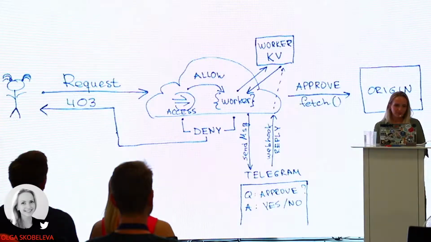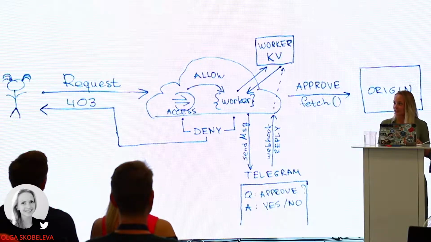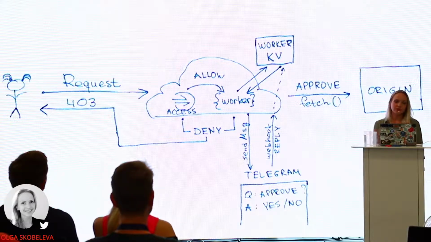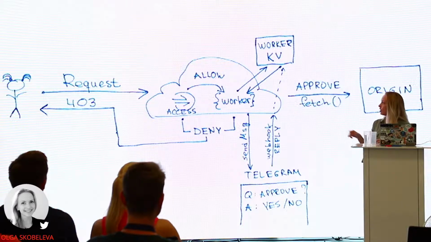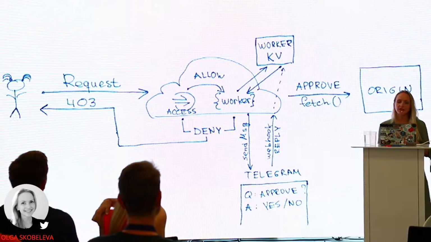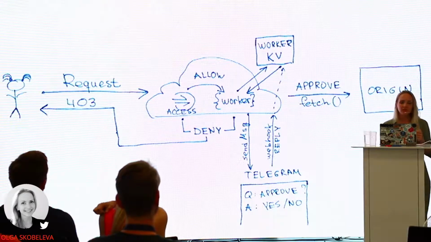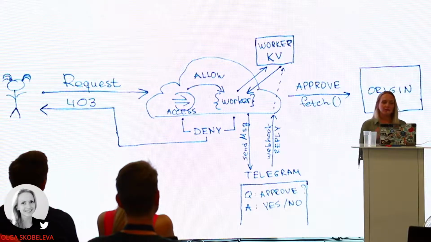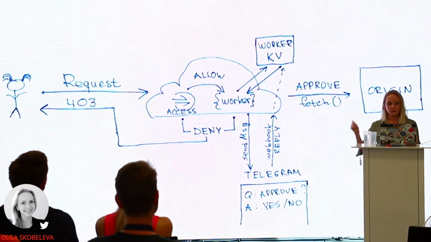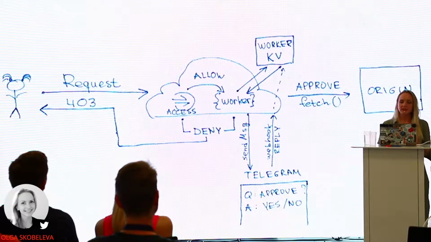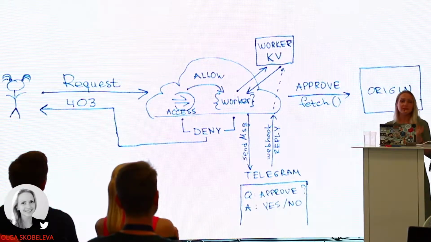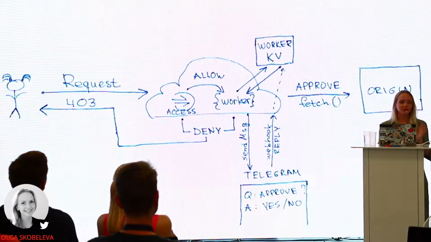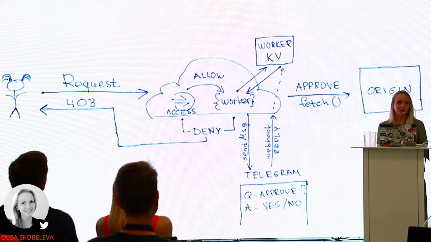So this is the schema. A request comes in, and I want to have 2FA. So it would come into Access, which is one of the authentication-on-the-Edge products of Cloudflare. I log in there, and if I'm allowed, the request will then come to the worker. The worker sends a message to Telegram, which is a messenger like WhatsApp, but a secure one. It doesn't hand over the encryption keys to the government.